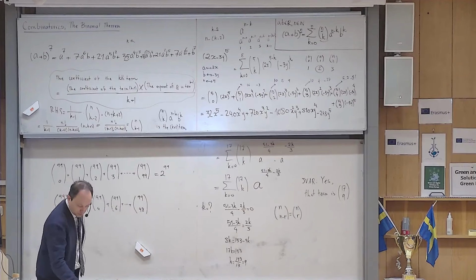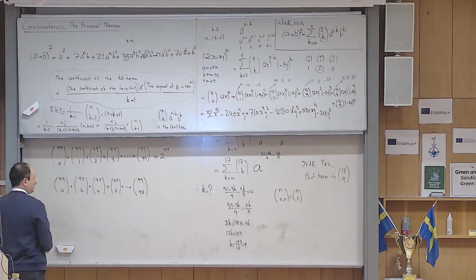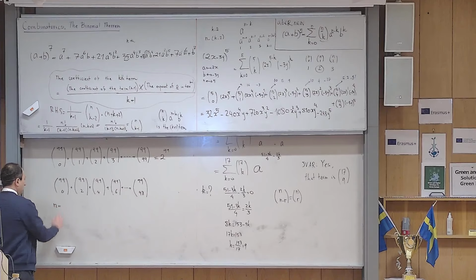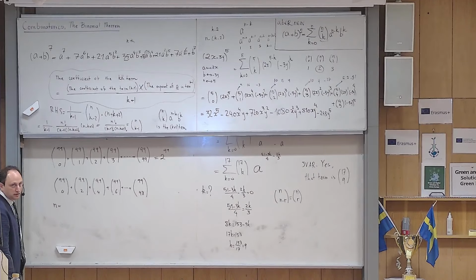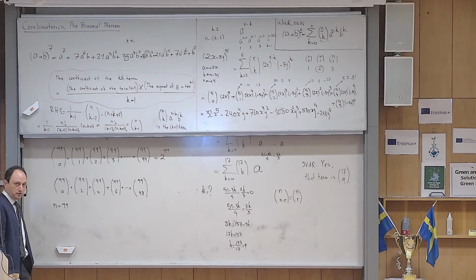You have some clue, yes? If I want to use the binomial theorem, what value do you choose for n? Yes? 99. N is 99. Okay, do you have different answers? Yes? 2 to the power of 50.